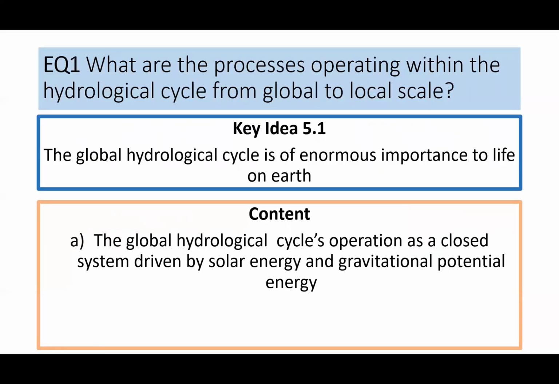So we'll start with inquiry question 1, processes. The global hydrological cycle is of enormous importance to life on Earth, and we'll look at it in terms of what we mean by a closed system that's driven by solar energy, so energy from the sun, and gravitational potential energy. That means that things get pulled down due to gravity. It rains, the rain falls on the land, it then flows downhill, or it soaks into the soil. That's all driven by gravity. That's what gravitational potential energy means.